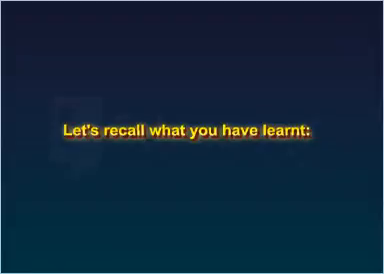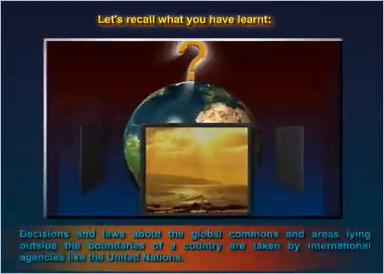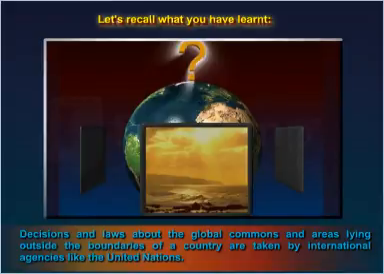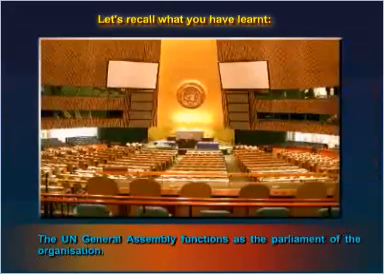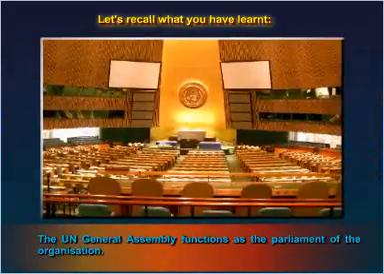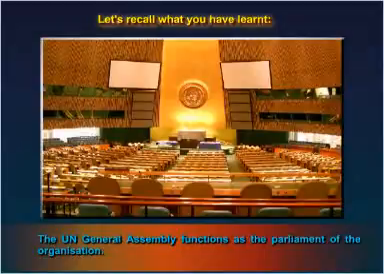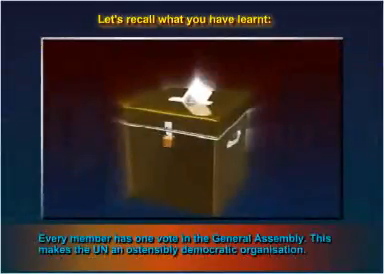Let's recall what we have learned. Decisions and laws about the global commons and areas lying outside the boundaries of a country are taken by international agencies like the United Nations. The UN General Assembly functions as the parliament of the organization. Every member has one vote in the General Assembly. This makes the UN an ostensibly democratic organization.